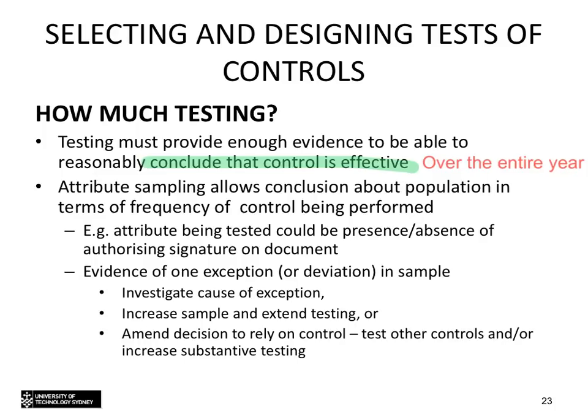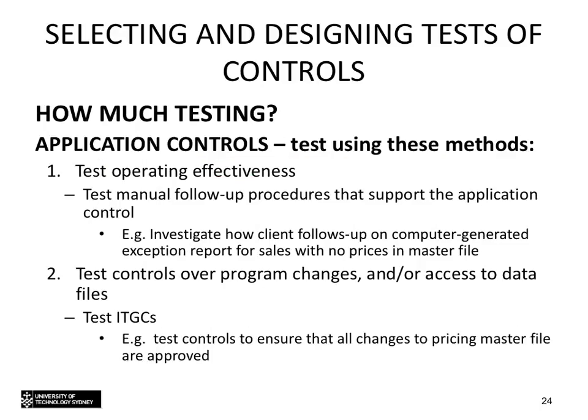I won't get into attribute sampling because we're not going to dig into that too much. So how much testing when I'm testing an application control, like manual follow-up procedures, or controls over program changes? How do we test to make sure that every time the prices are changed at Woolworths, somebody's approving that? I don't want to suddenly buy a whole lot of nappies at Woolies and, since I work there, just go into the master price file for the afternoon, change the price of nappies to like $5 a box, buy a whole lot, and come back and change it back. So we need to test that the application controls are working.